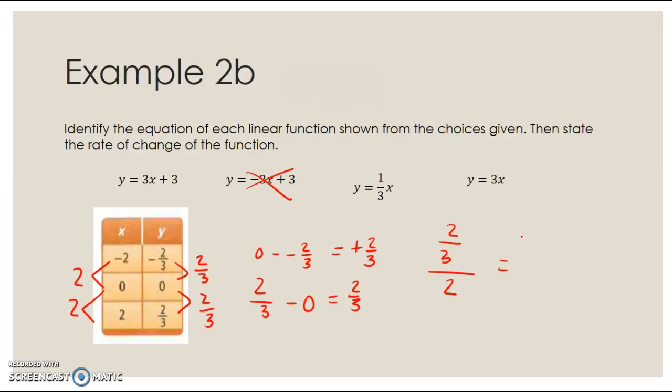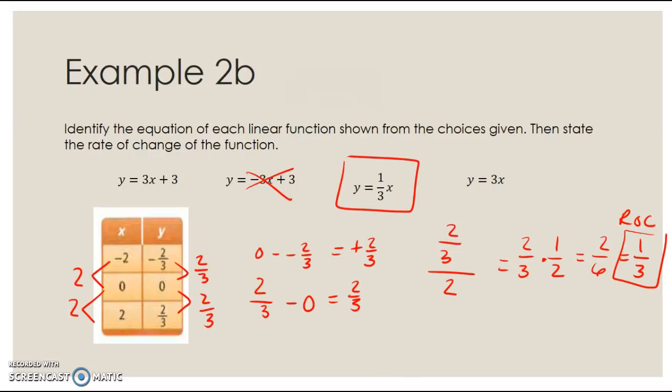And then I'm going to rewrite this to be 2/3 times 1/2, which would give me 2/6, which is equal to 1/3. And so our rate of change is 1/3. Here's our rate of change. And so this is the only equation with the 1/3 in that position of our rate of change. And so that makes our third equation in our list our rate of change, or our equation for that function.